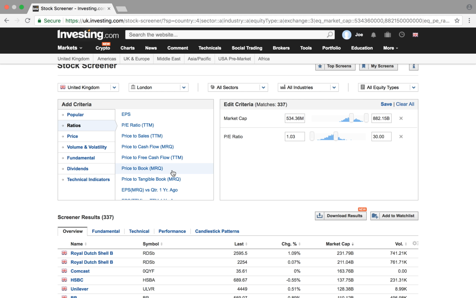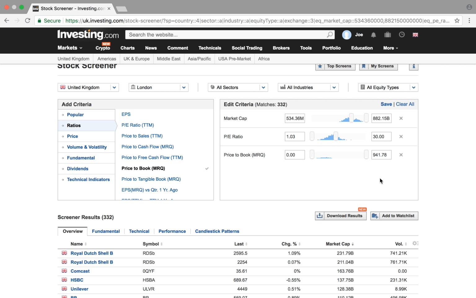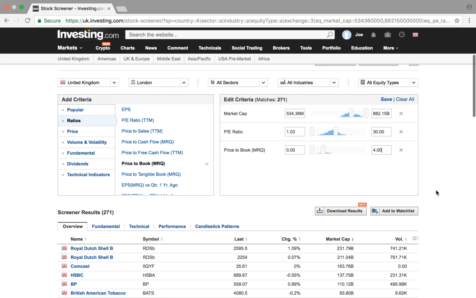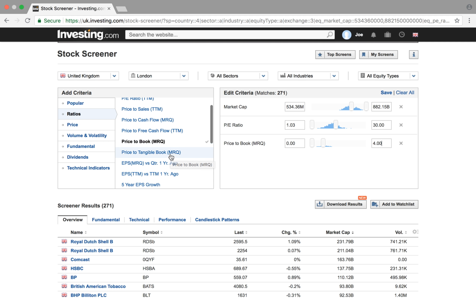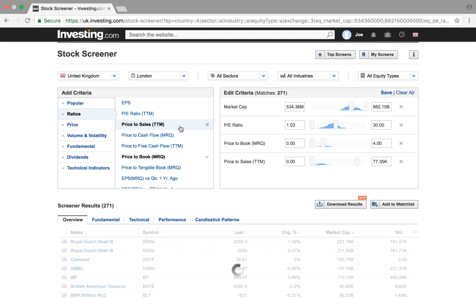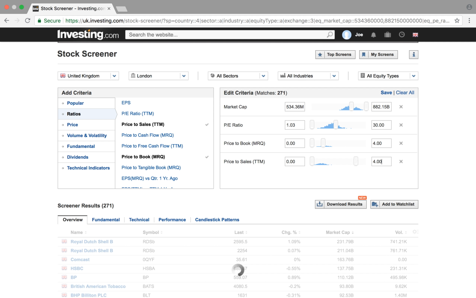There's a few other ratios that we want to add in that we really like. So price to book is another one that we like. Benjamin Graham's favorite. He liked one less than 1. We're going to go for less than 4 because there aren't so many on the market with one that's less than 1 at the moment. The next one we're going to go for is the price to sales. And price to sales, again, we're going to stick to less than 4.